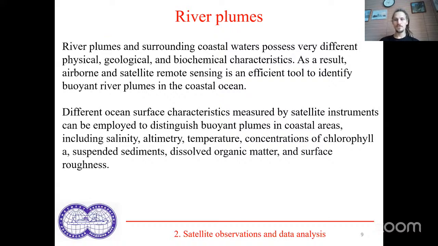So let's move to satellite remote sensing of river plumes. River plumes are very different from the surrounding ocean. And what is important is that there are many parameters, characteristics, which can be used to distinguish a river plume from marine water, from seawater.